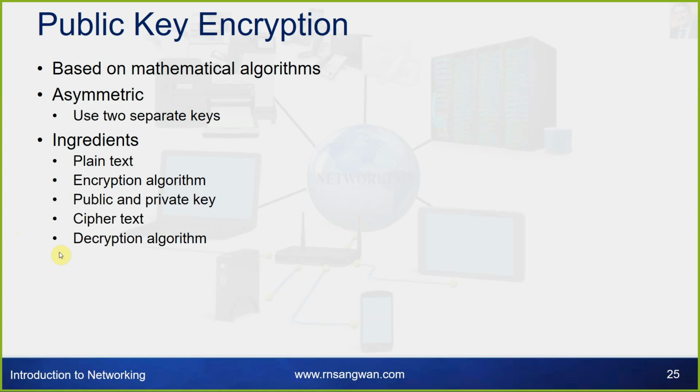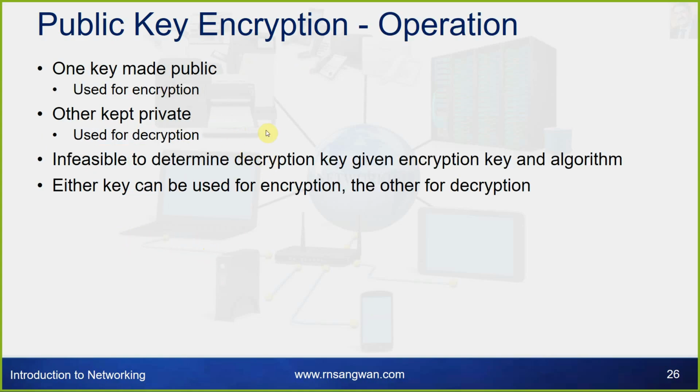Public key encryption is based on mathematical algorithms. It is asymmetric, using two separate keys, a private key and a public key. Ingredients: plain text, encryption algorithm, public and private keys, ciphertext, and decryption algorithm. Public key encryption operation: one key is made public, and it is used for encryption. The other key is kept private, and this is used for decryption.